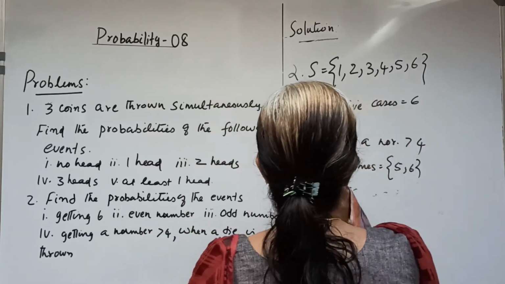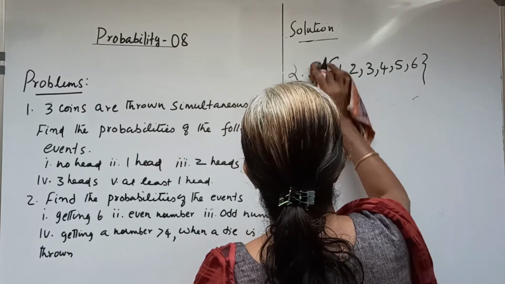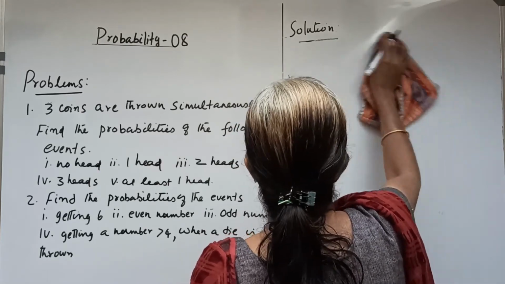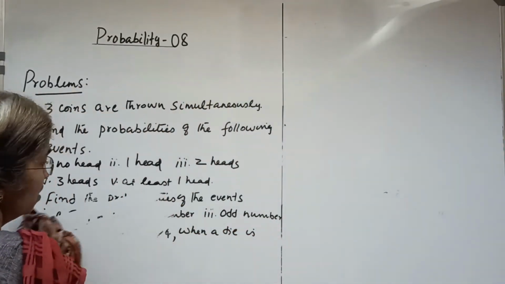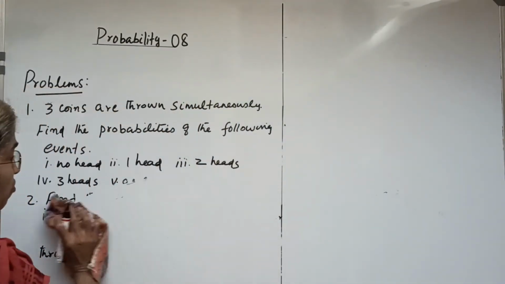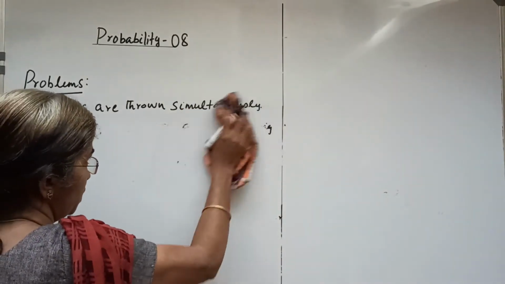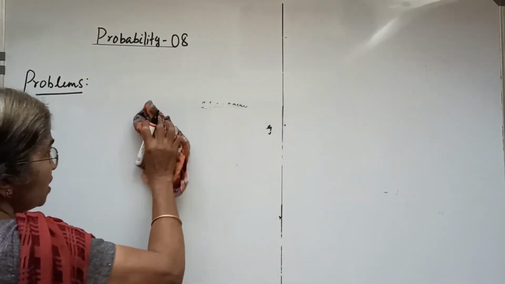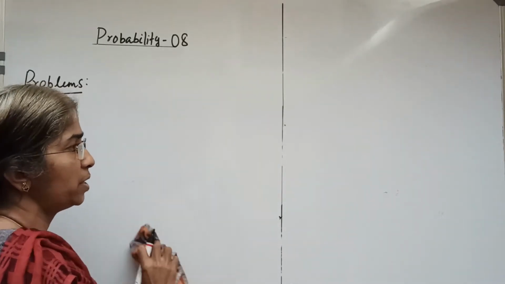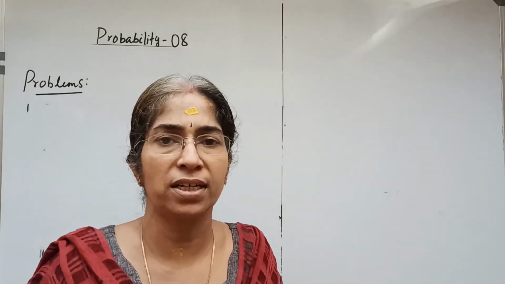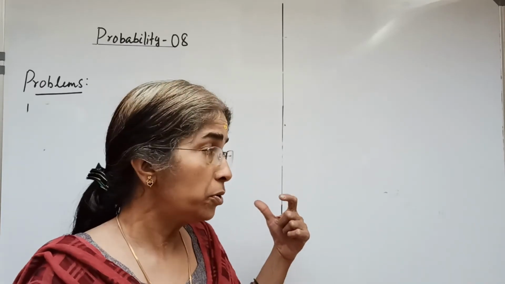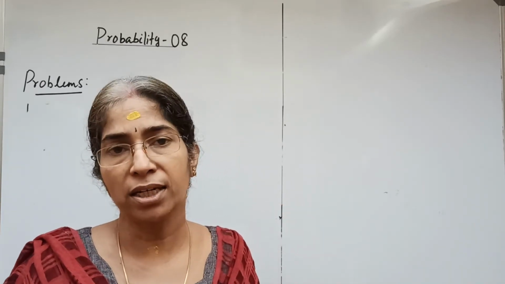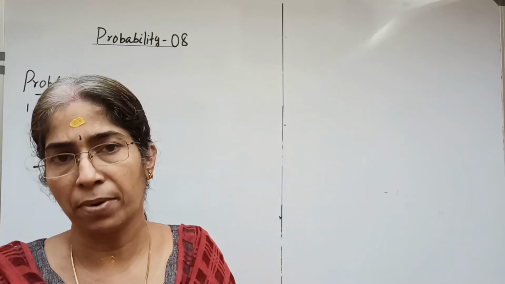These simple problems are solved with the help of the sample space and using the simple mathematical definition of probability, which is that the probability of any event A is obtained as favorable cases by exhaustive cases. And we used the result that if A bar is the complement of A, P of A bar equals 1 minus P of A. Okay.